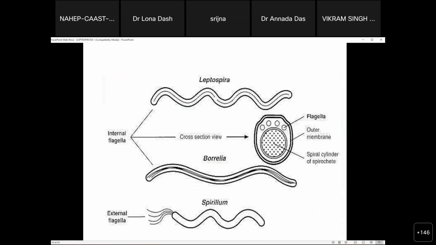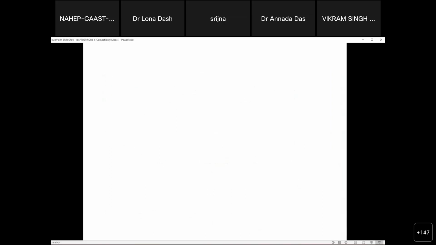This is what the Leptospira organism looks like: a very slim, slender organism with regular curves, hooked at both ends. We cannot pick it up in the regular microbiology stains. We need special methods for its diagnosis.